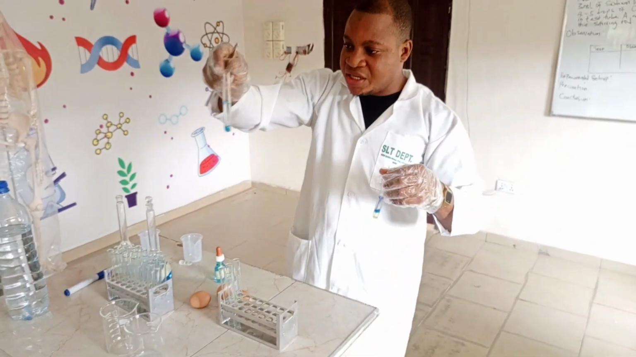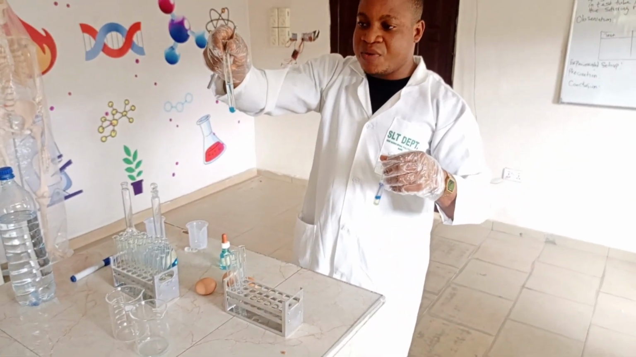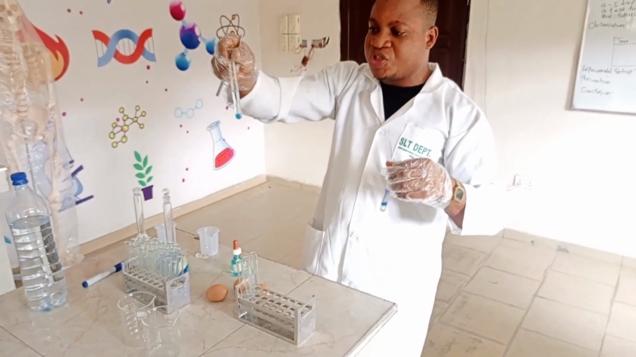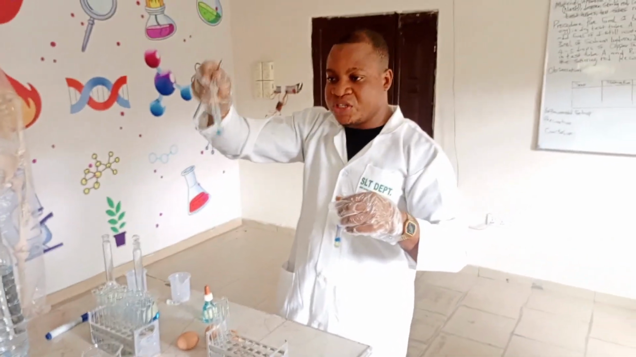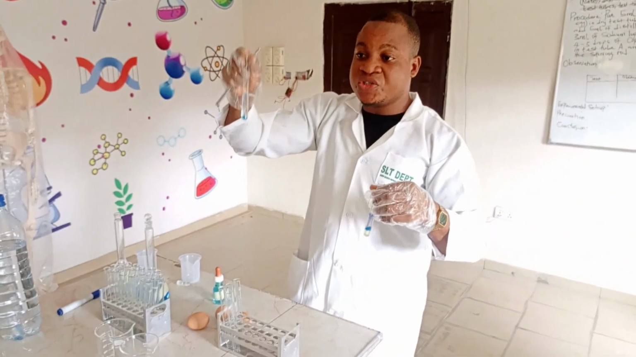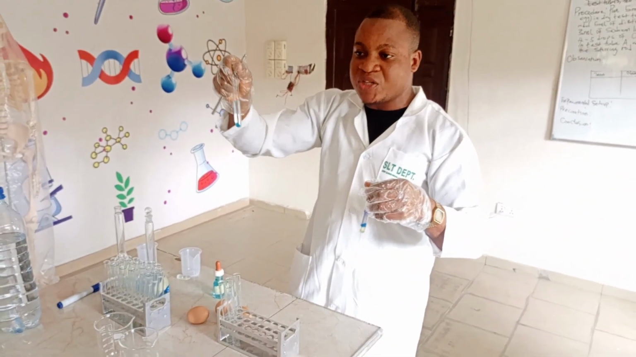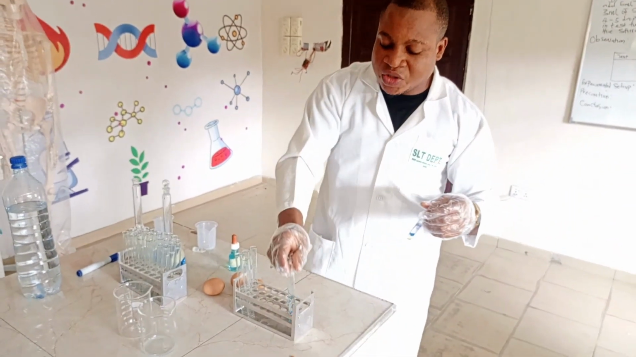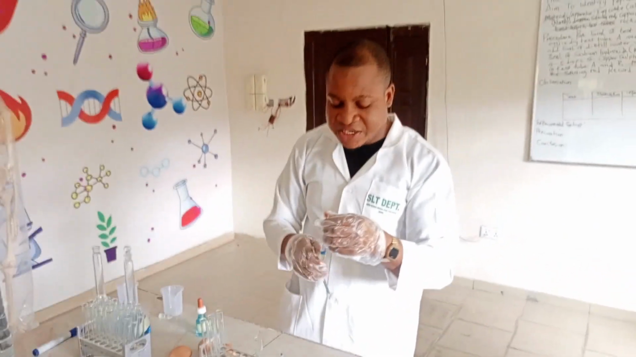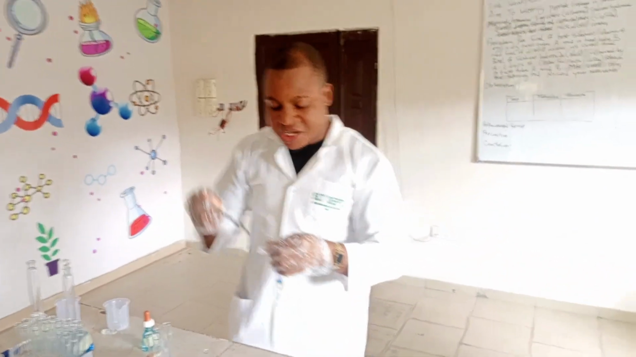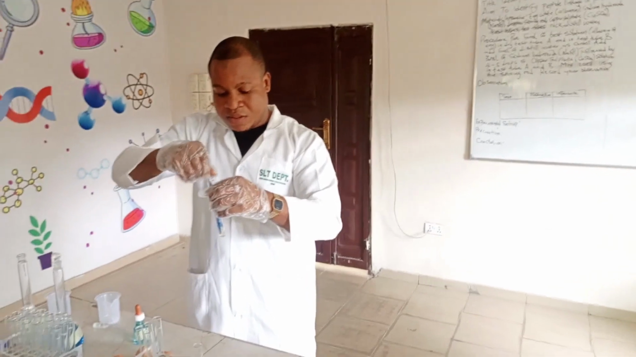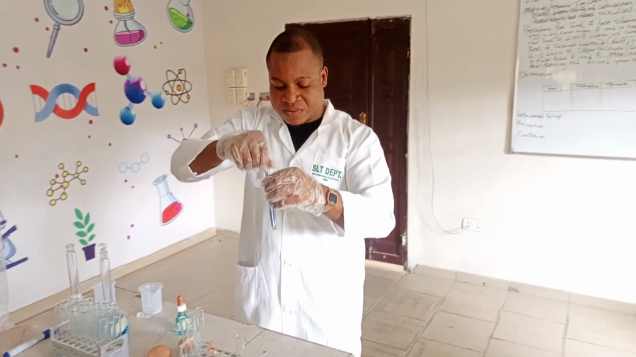This is test tube B. We have the distilled water, together with the sodium hydroxide, and we have also introduced 4 to 5 drops of the copper sulfate water solution. Now we are going to mix using the stirring rod. I'll start from test tube A. Let me mix using the stirring rod.